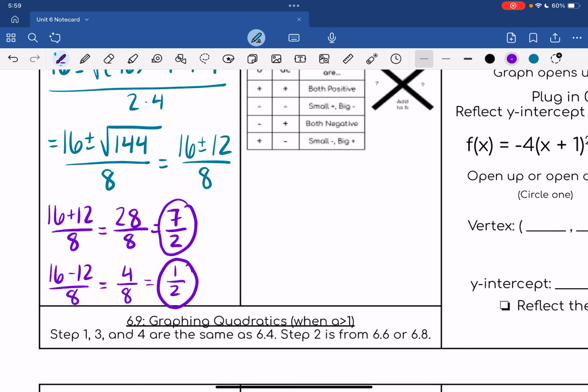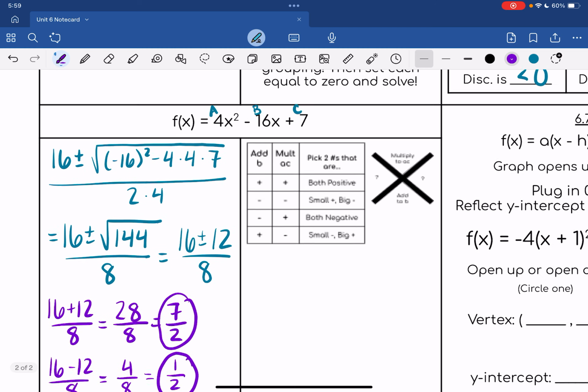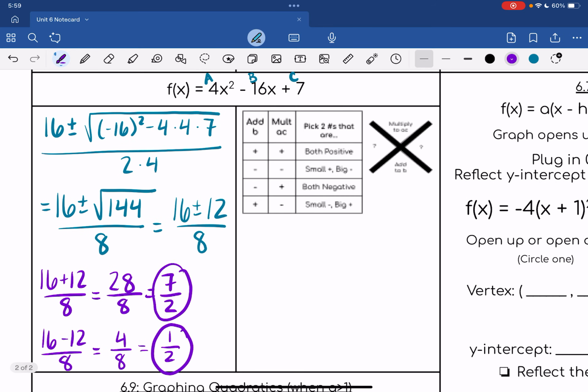Okay, the other way that we could have found these zeros was by factoring. So by factoring, we want to use our big X, our magic X. We want to find two numbers that multiply to AC. So in this problem, that would be multiplying to 4 times 7. So I don't know what I just did. Where did that dotted line come from? So multiply to 4 times 7, which is 28, and add together to be negative 16. Numbers that multiply to 28 and add to negative 16 are negative 2 and negative 14.